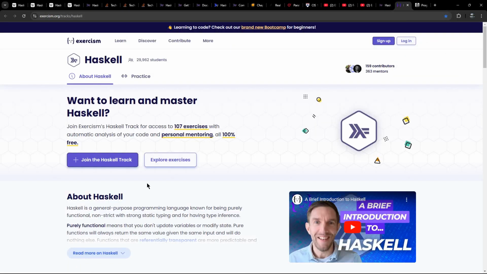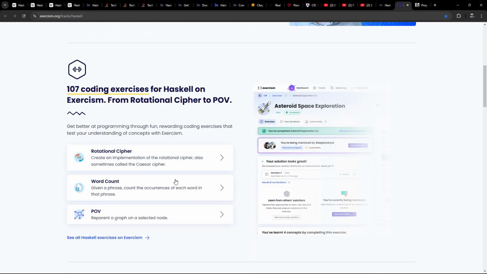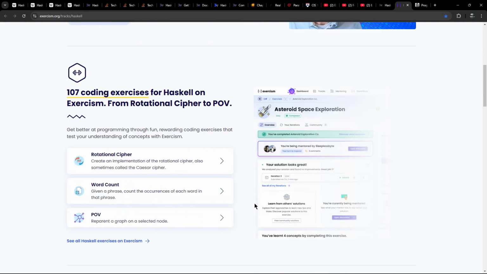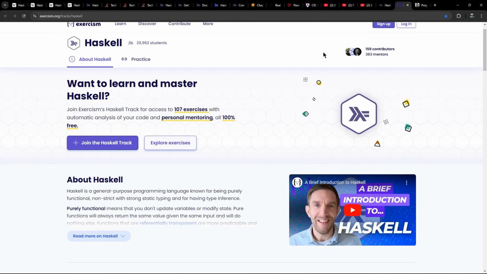Then we have the Haskell track on Exercism. They have a Haskell track, 107 exercises. I really enjoy using Exercism because what I find useful is that across different languages you get similar coding exercises. So it's quite interesting to see how the same problem or function might be built in Haskell versus, say, Lua or Python or all the other languages on the site. I really enjoy using this tool to play around with coding exercises. In some languages you get quite a large amount of tutorial content as well that's really useful, but it does vary from language to language.